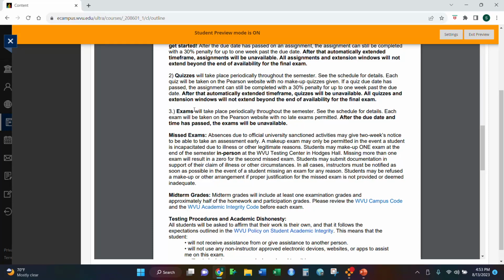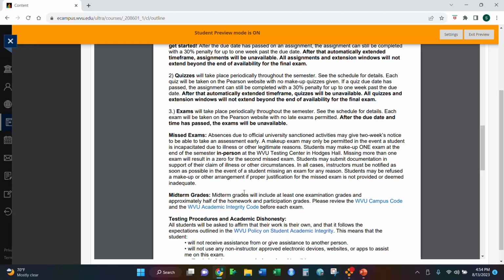Exams. Obviously, there are quite a few exams throughout the semester, 4 midterms and 1 final. Again, we'll take a look at the schedule so you know when those exams are going to be taking place. I do not do late opportunities for exams.